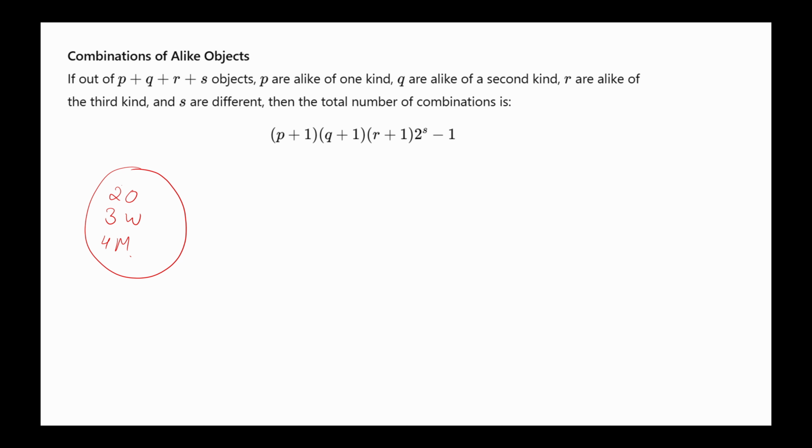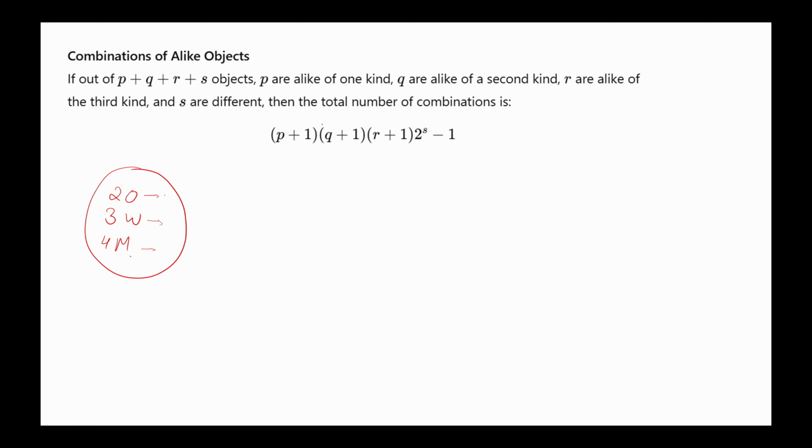Now here what we are saying is that if there are, let's say, 3 types of objects, out of which P are alike, Q are alike, R are alike, and S are different, then what is the total number of combinations of picking at least one of each object? So that means I have to pick 1 orange, 1 watermelon, 1 mango. So what would be my number of combinations then? This would be the formula.